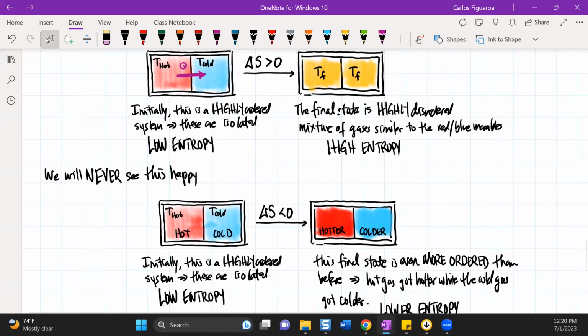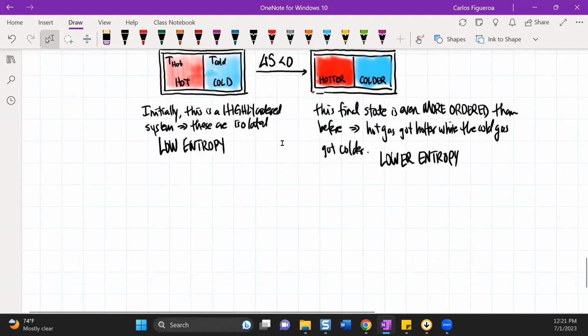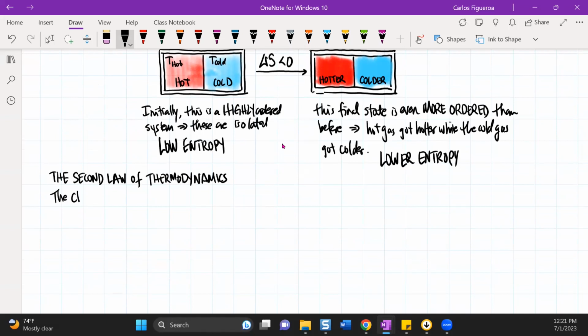So now, let's write down the second law. Okay, this is the second law of thermodynamics. The change in entropy, delta S, of an isolated system never decreases.